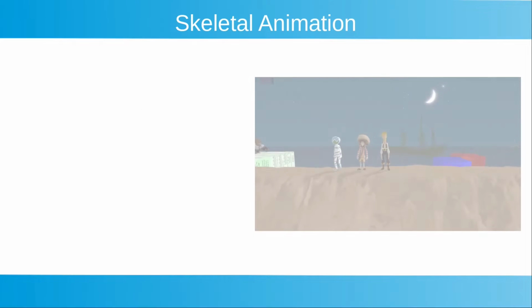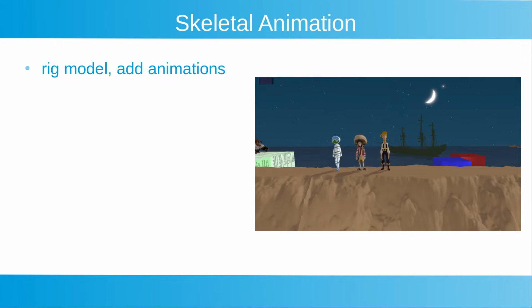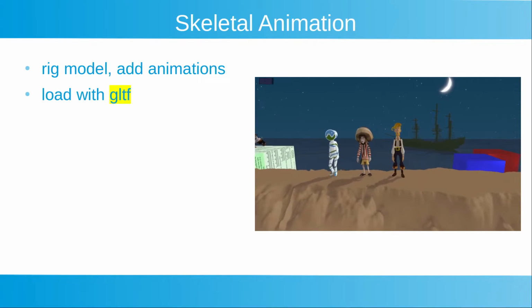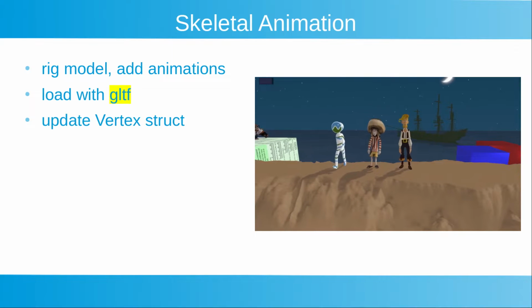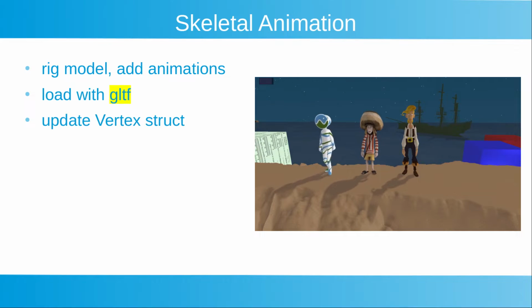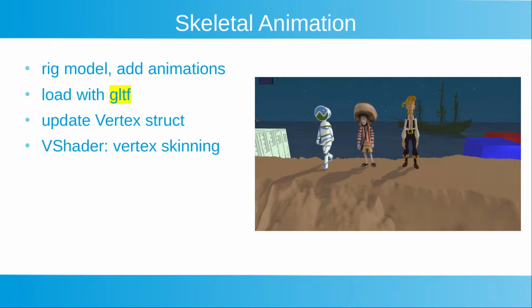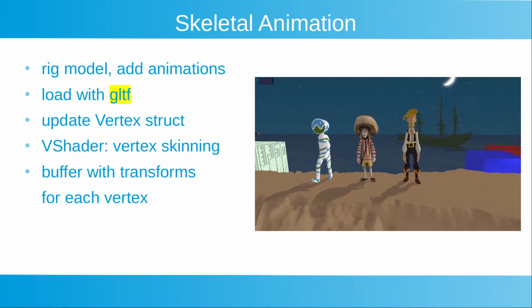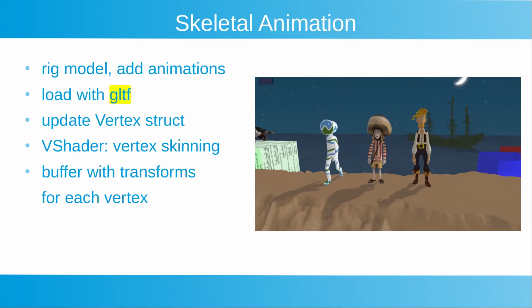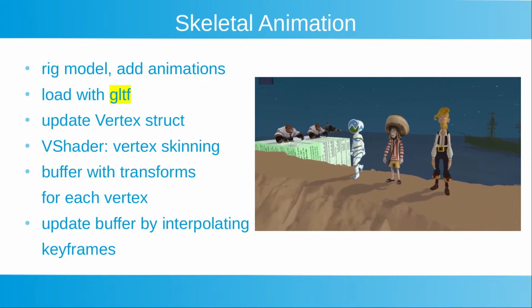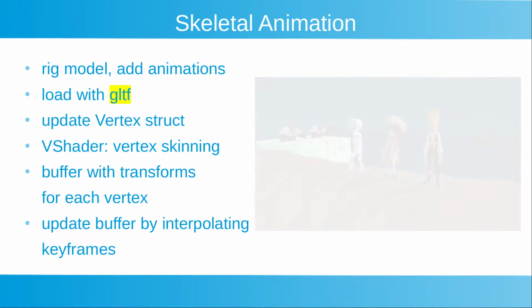To animate our character model, we need to rig the model and add animations to it, load it as a glTF file, add two new fields to our vertex struct to bind each vertex to up to 4 joints from a skeleton, provide a vertex shader that supports vertex skinning, provide a buffer to that shader with transforms that are applied to each vertex of the model, and update the transforms each frame on the CPU by interpolating keyframes.